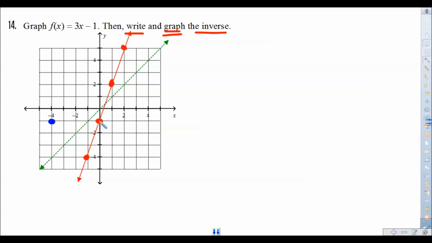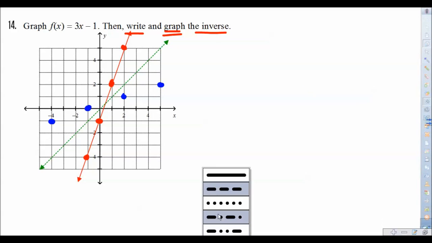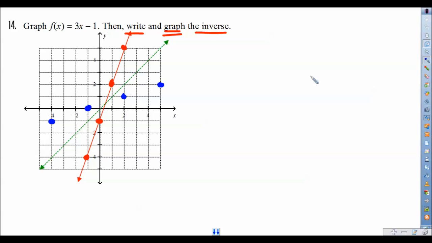This spot right here, the y-intercept, it's at 0, negative 1. So we need to go to negative 1, 0. Here's at 1, 2, so go to 2, 1. And then 2, 5, go to 5, 2. There's your line. I'll just draw it. Witness the artistic work. Beautiful, right?